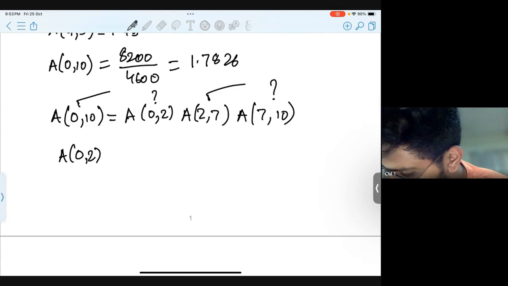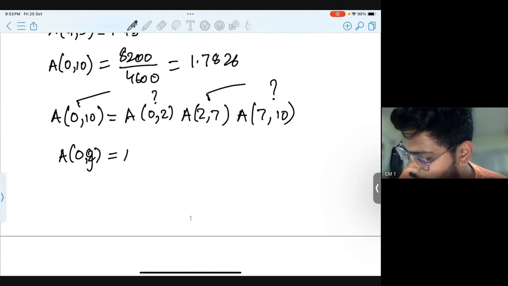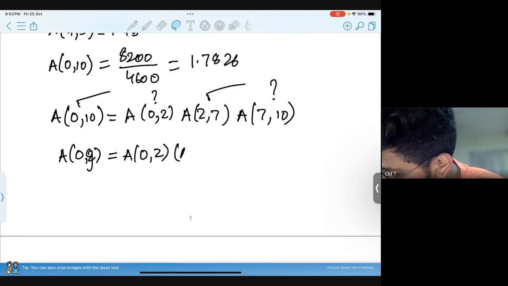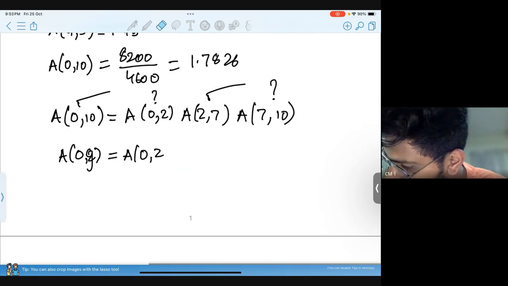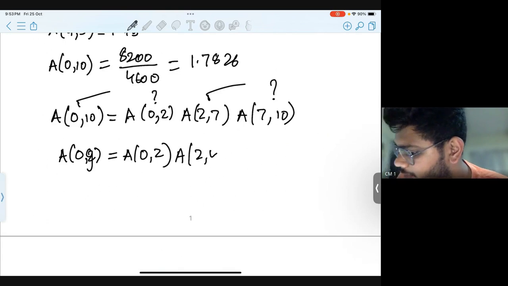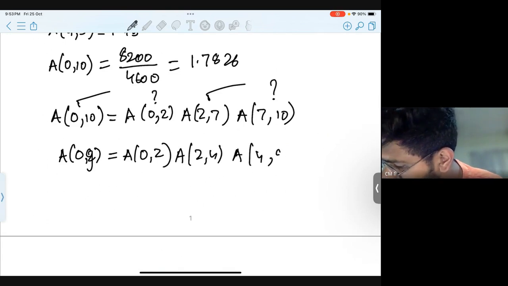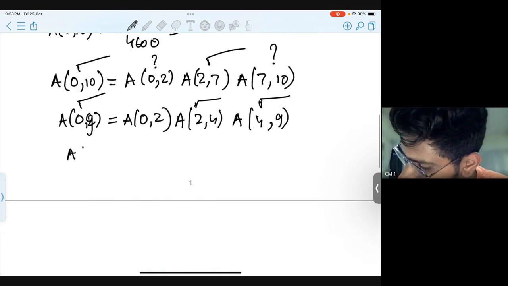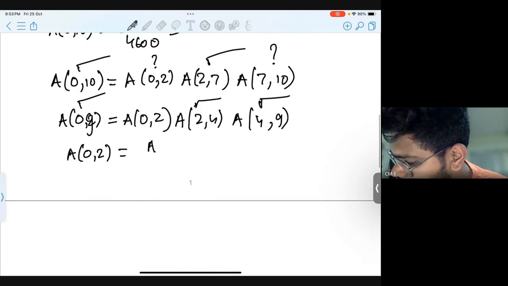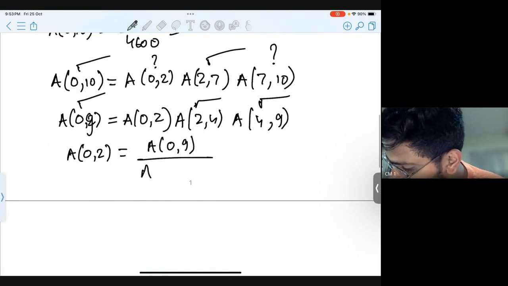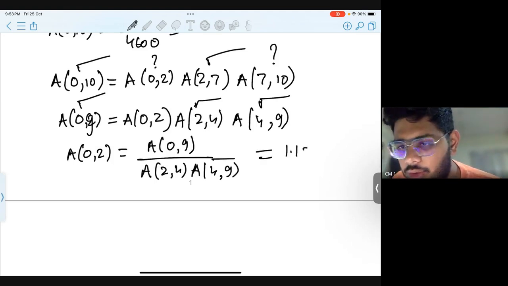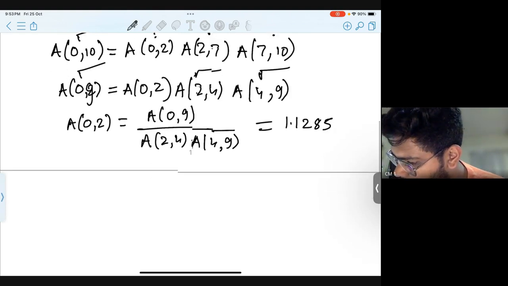A02, sorry, A09 can be written as A02, A24 and A49. So we know this, we know this, we know this. So A02 is equal to A09 upon A24 into A49, which becomes equal to 1.1285.